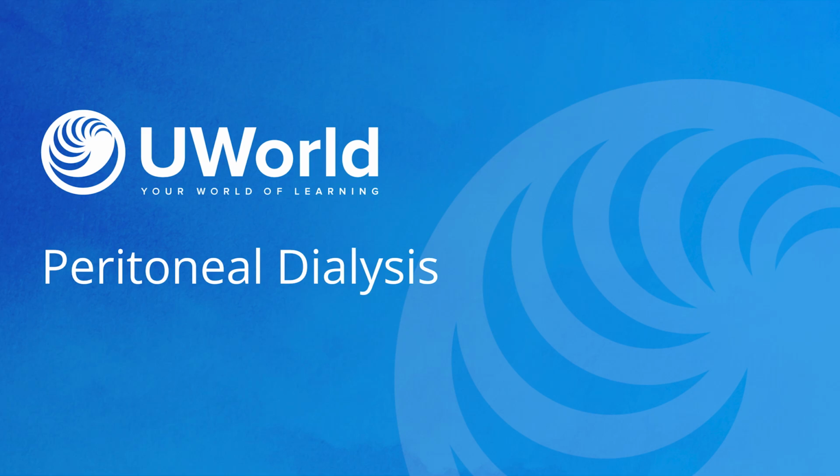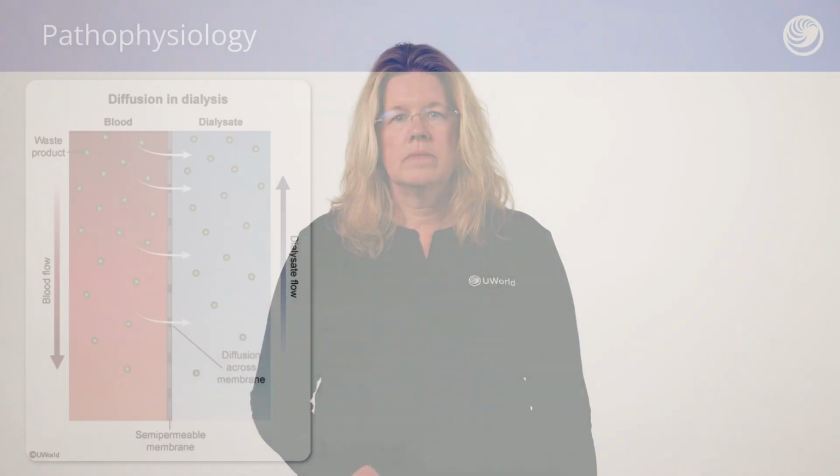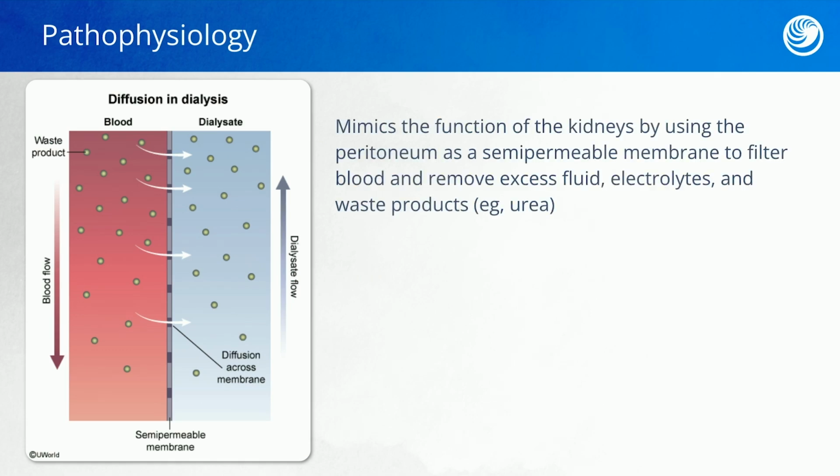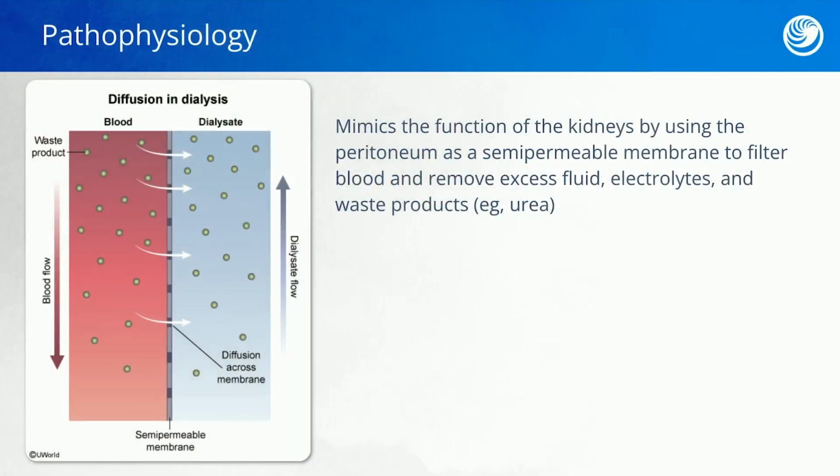The topic is peritoneal dialysis. Let's talk about the pathophysiology. When we talk about peritoneal dialysis, this will mimic the function of the kidneys by using the peritoneum as the semipermeable membrane. Remember, when we talk about dialysis, it's going to be an exchange of the toxins within the blood for the dialysate solution that we're infusing. And we also are wanting to exchange electrolytes and waste products.